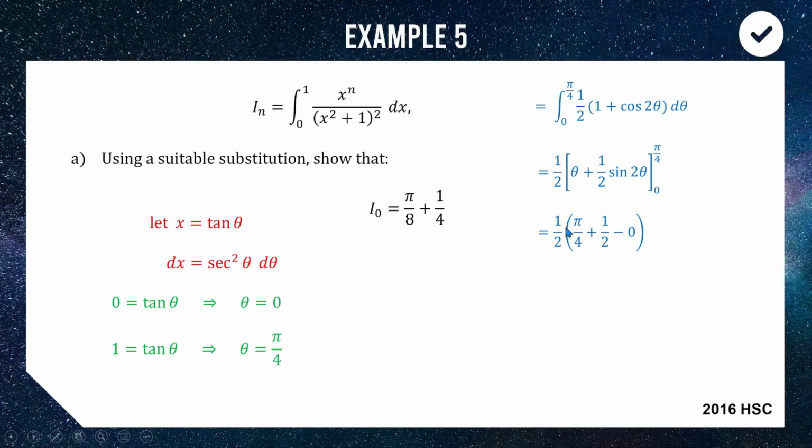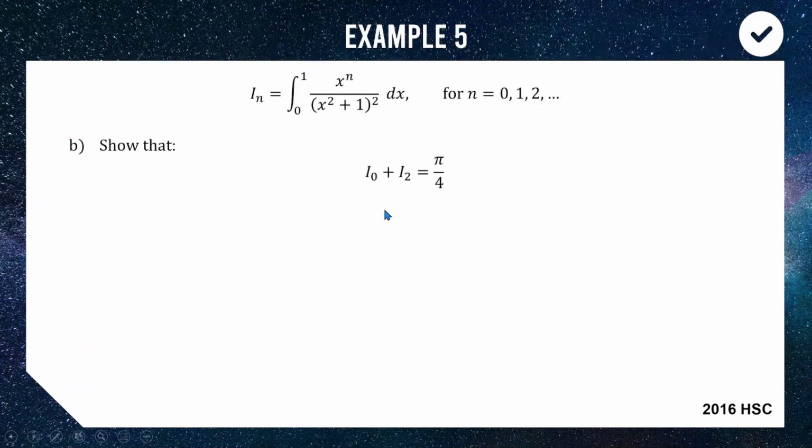Okay, if we expand this out, we get a half times pi on 4, which is pi on 8, and a half times a half, which is a quarter, which is the target from the question. So there we go. The content knowledge you need in the back of your mind to get this question achieved is that the substitution to make was x equals tan theta, which is why this is more of a challenging question. But there we go, we did part A.